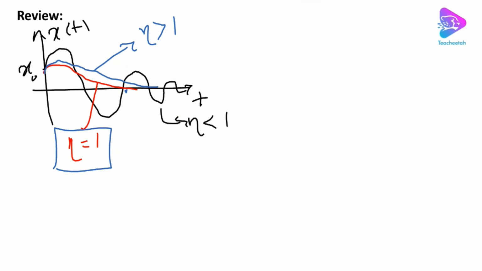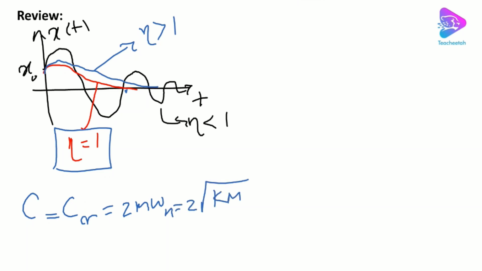So this is a very important consideration for the design. We need to design the damping of the system to be equal to the critical damping, and we know critical damping is a function of m and omega n, or a function of m and k. So C critical is equal to 2 m omega n, as I wrote before, or 2 square root of k m.